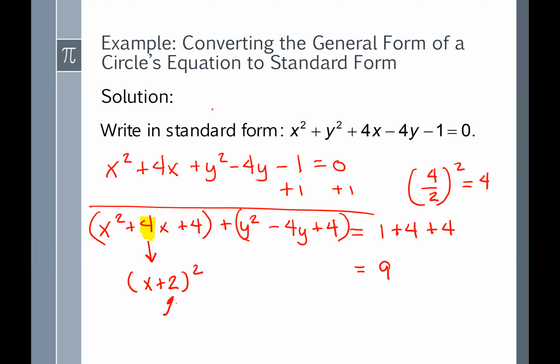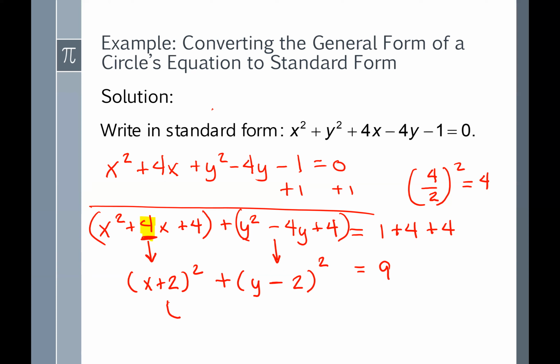And that number right there is always half of that number right there. So 2 is half of 4. So down here, we're going to get y, and since this is minus, we're going to get a minus here, y minus 2 squared. So now we have the equation of the circle in standard form, and I can determine the center, and I can determine the radius.